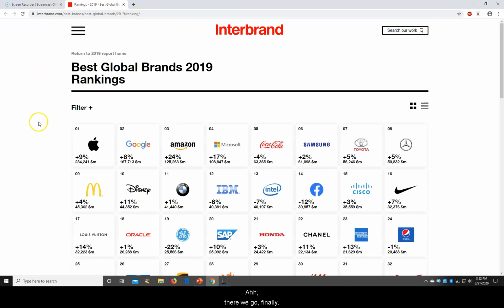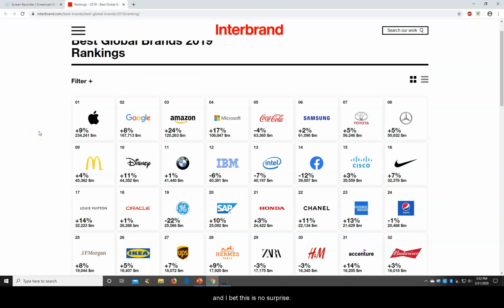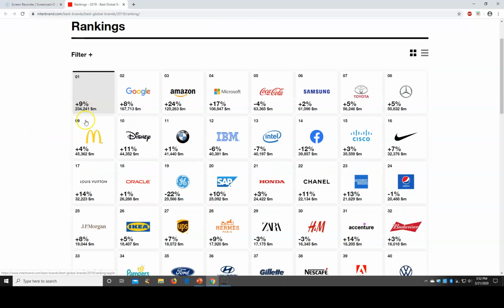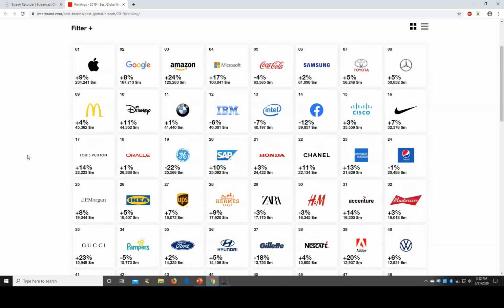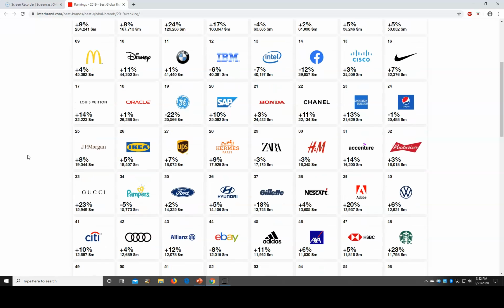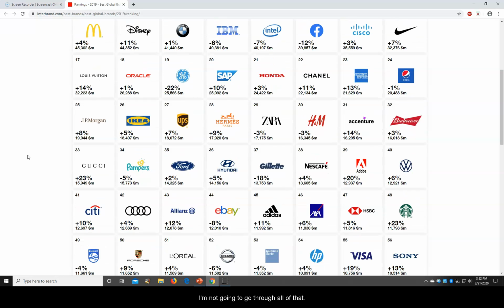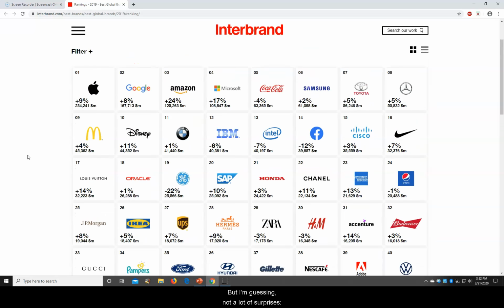There we go, finally. The best global brands of 2019, and I bet this is no surprise. Take a look at some of those. These are the most valuable brands according to Interbrand. And they actually list a top 100 here. I'm not going to go through all of them, but I'm guessing not a lot of surprises.